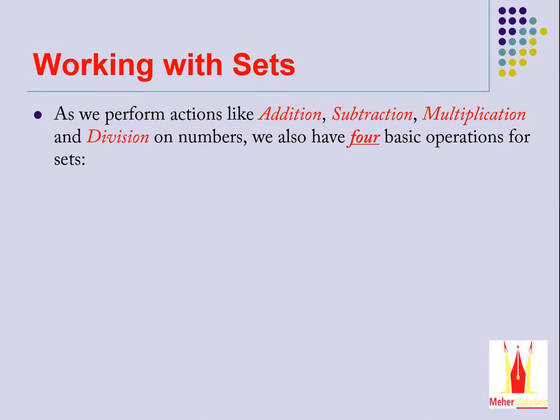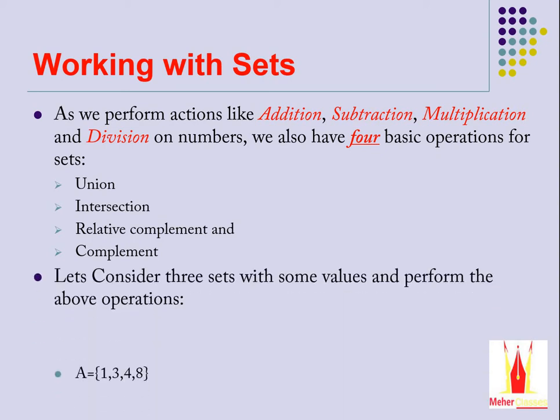The four operations that we generally have are union, intersection, relative complement, and complement. We shall be discussing these in much detail in the slides to come. And to perform the operations on these sets, we need to have certain values. So we have taken some random elements and three sets, A, B, and C. In A, we have 1, 3, 4, 8. In B, we have 3, 5, 7, 8. And in C, we have 5, 7, 9, and 10.